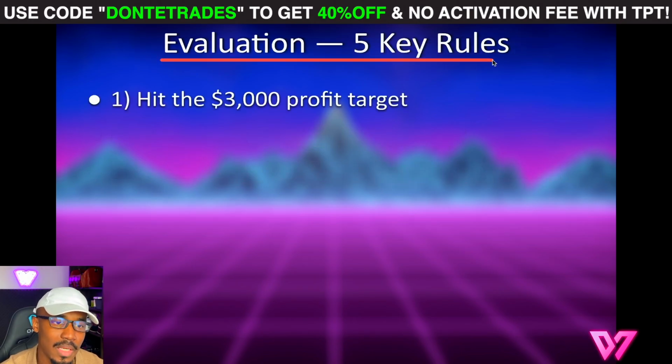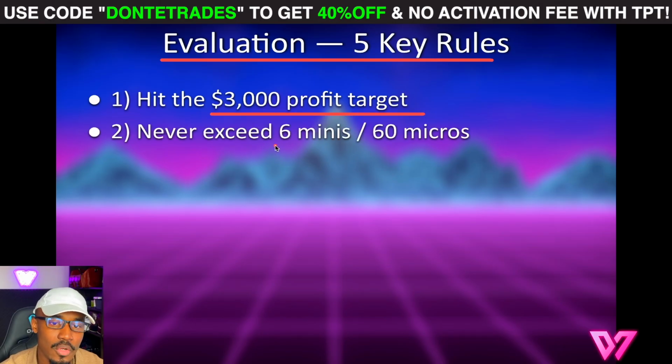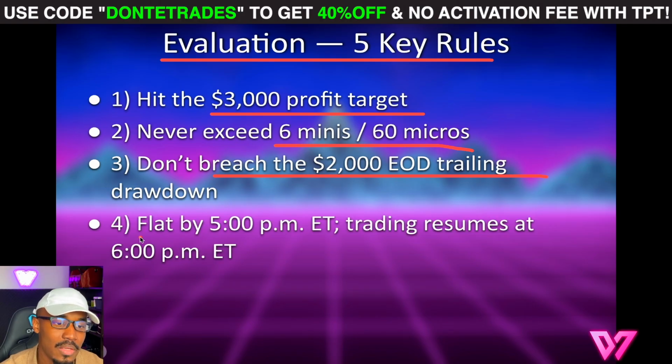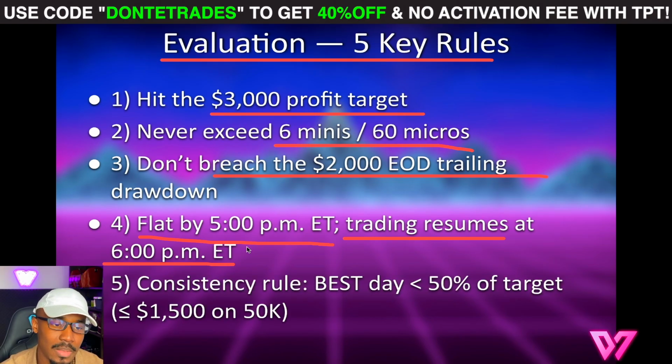Now, evaluation key rules, right? So you have to hit the profit target of 3K, obviously, right? You don't want to exceed 60 minis or 60 micros. You don't want to breach the $2,000 end of day trailing drawdown. So again, obvious stuff there. One thing you need to be aware of as well is you want to be flat by 5 p.m. EST and the trading resumes at 6 p.m. So if you try to hold positions overnight through this time, it's just going to auto liquidate or just close your trade out. And you can open those trades again back at 6 p.m., right?